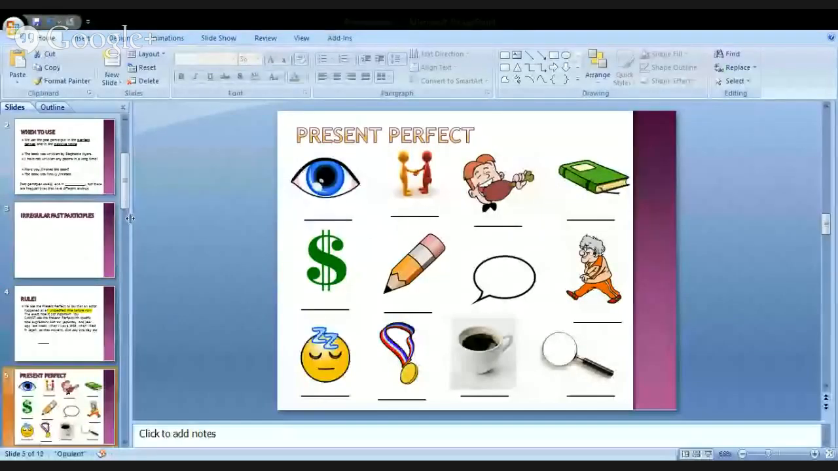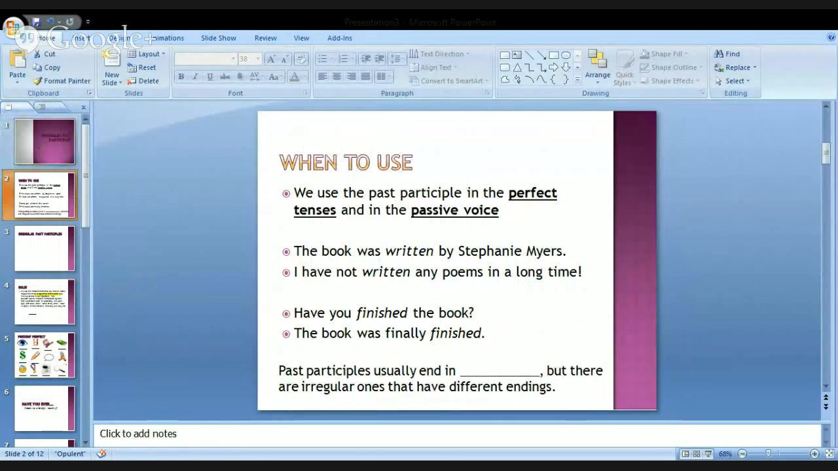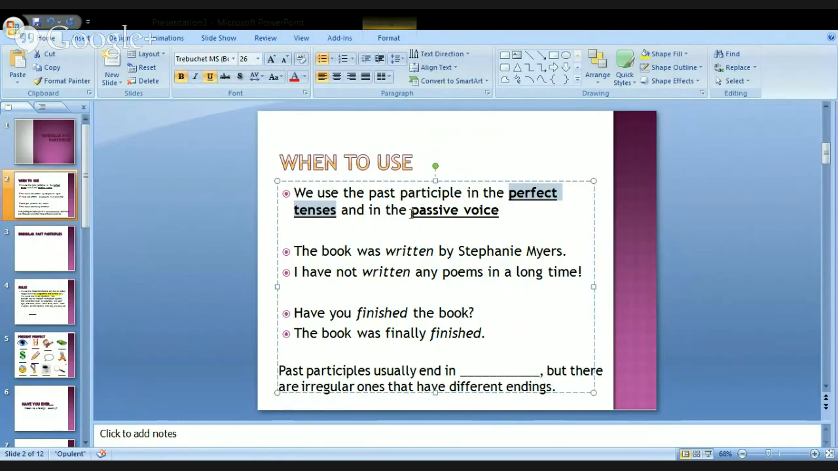All right, so first of all, I have a PowerPoint to show, so I'm going to screen share that. Okay, and so like I said, today we're going to talk about irregular past participles. Okay, we use irregular past participles in English in a couple different contexts. One is when we use the perfect tenses, and the other is when we use passive voice. So I can say, the book was written by Stephanie Myers. This context is in the passive voice, because instead of saying Stephanie Myers wrote the book, we say the book was written by Stephanie Myers. And here you can see a past participle.